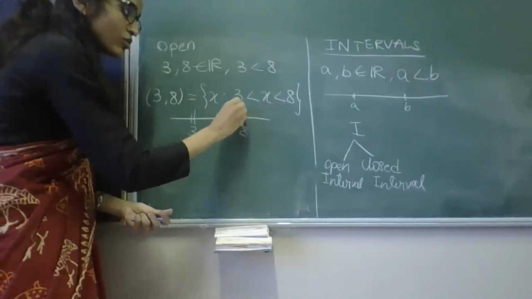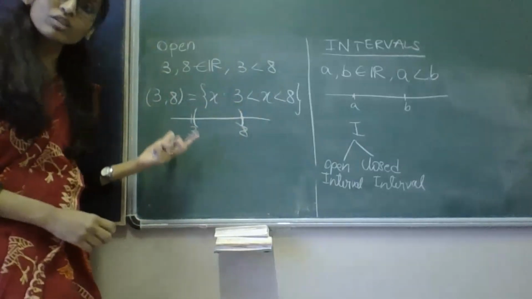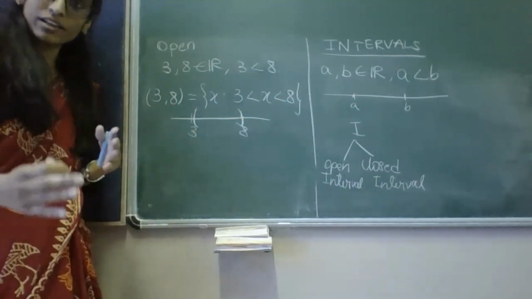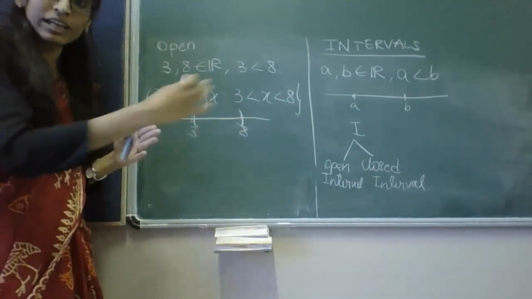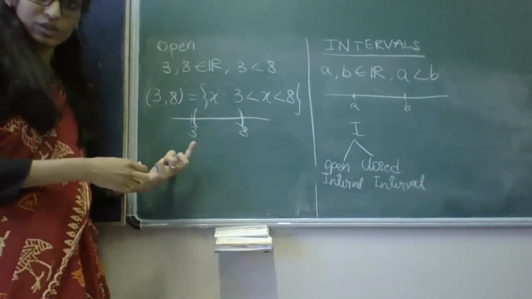So this set contains all the elements between 3 and 8, but does not include the endpoints. That is what it means. It can have numbers from 3.00001 up to 7.9999. It cannot reach 8 there. It cannot reach 3 on the other side. This is what open interval means.